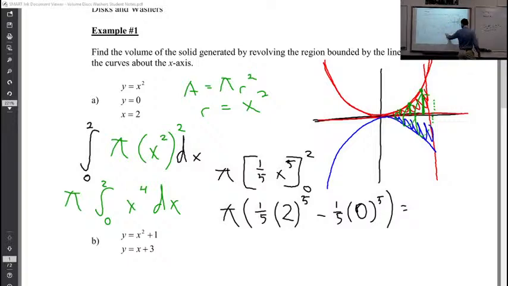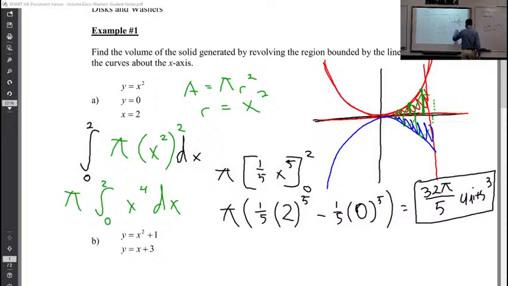Two to the 5th is 32. 2, 4, 8, 16, 32. So we have 32 over 5 times pi, which is going to be 32 pi over 5, in volume units cubed.